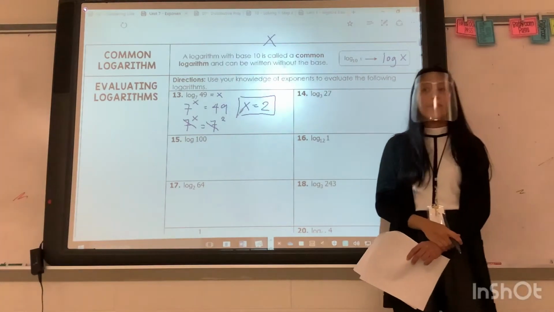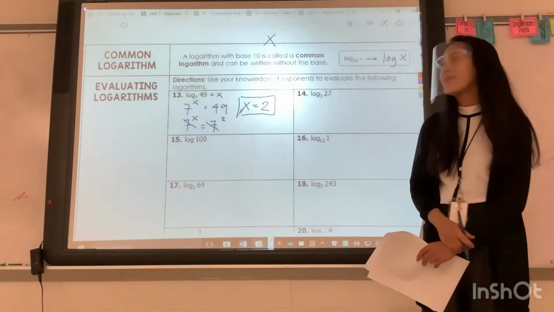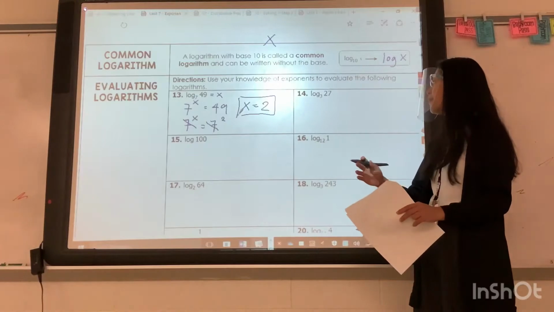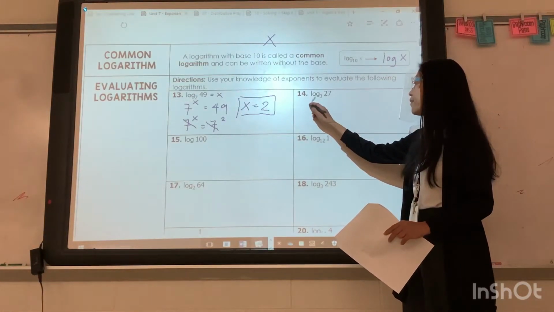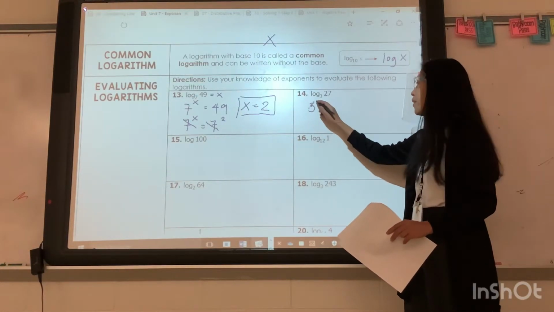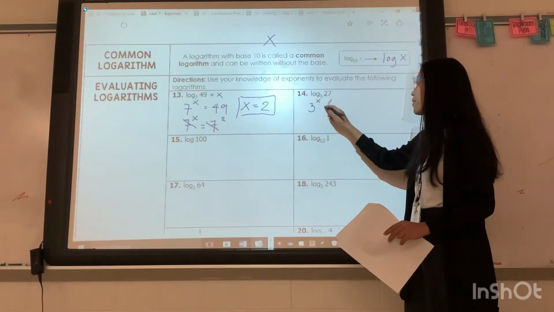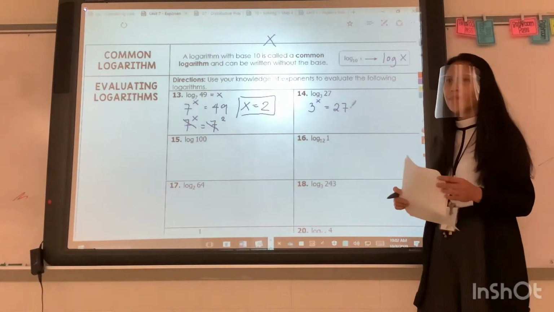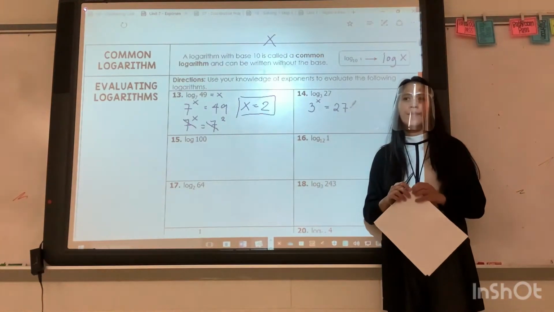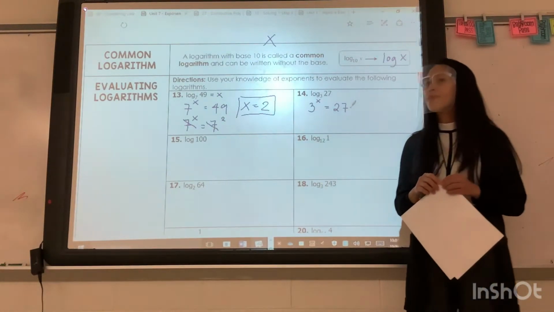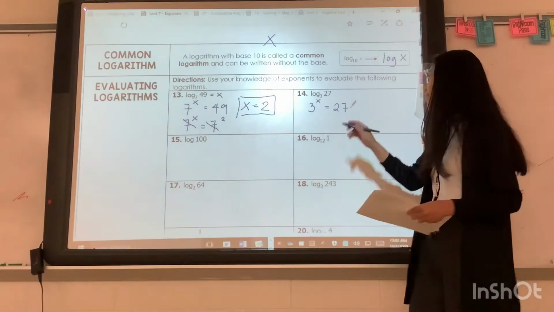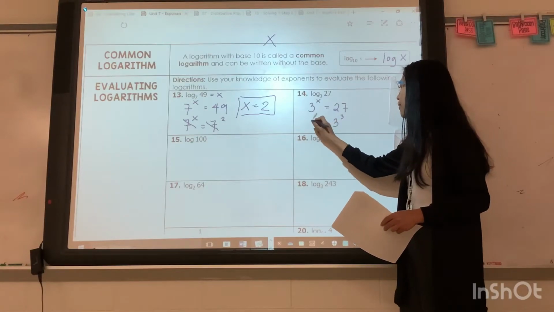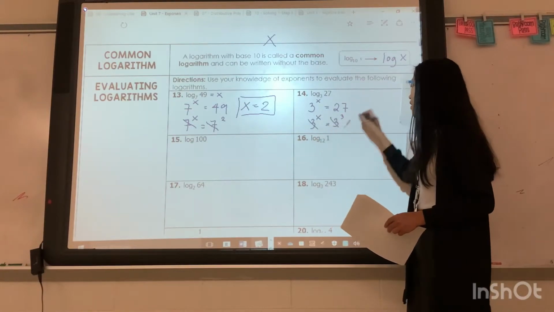Let's have number 14. Let's set it up into an exponential form. So you have 3 raised to x is equal to 27. So what are we going to do next? You do 3 to the third power. So change this to 3 to the third, and then you have 3 raised to x. What's the value of your x? 3.